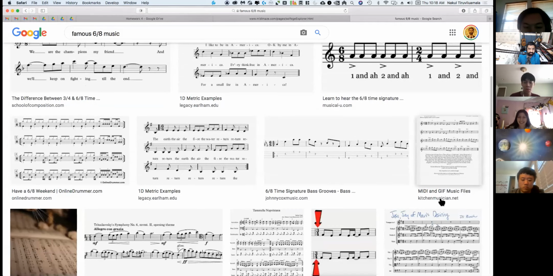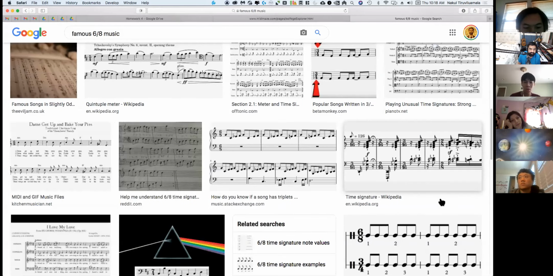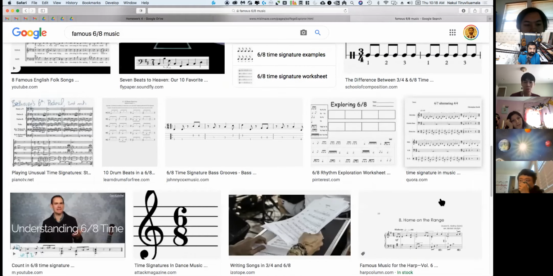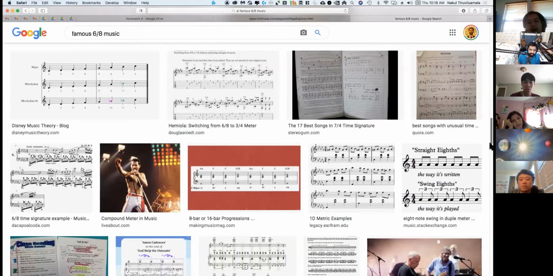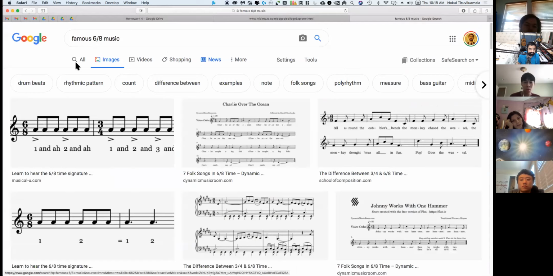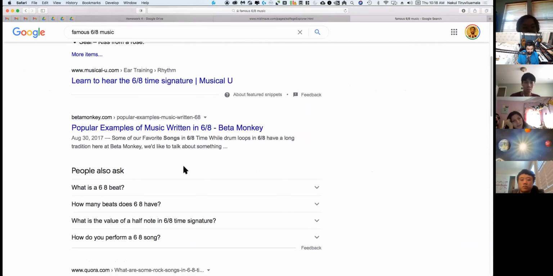I think, I know I had one. I'm totally blanking on it right now. The Beatles, Norwegian Wood. Oh, okay. This is the Norwegian Wood.